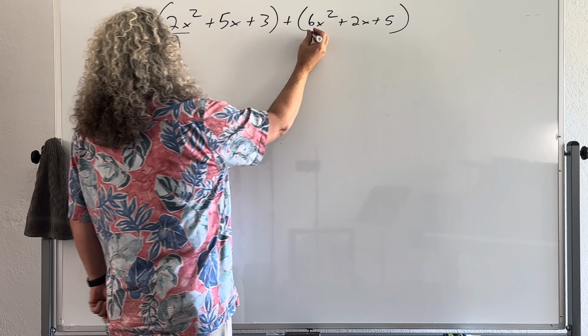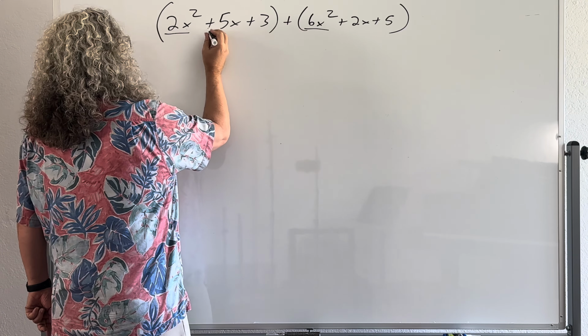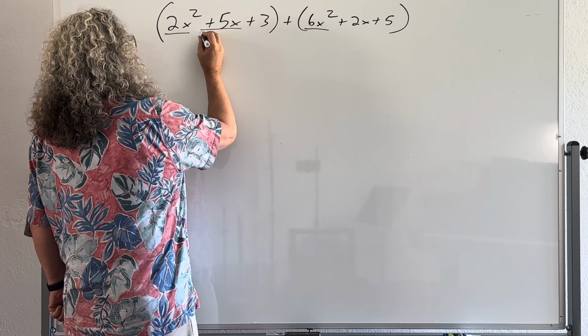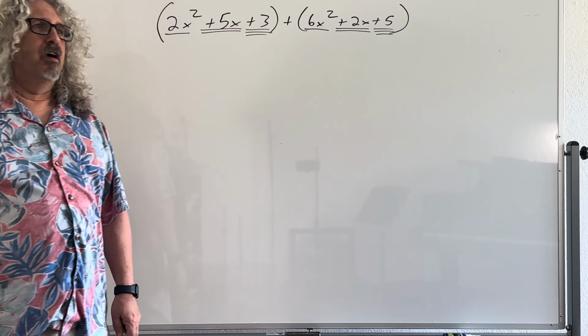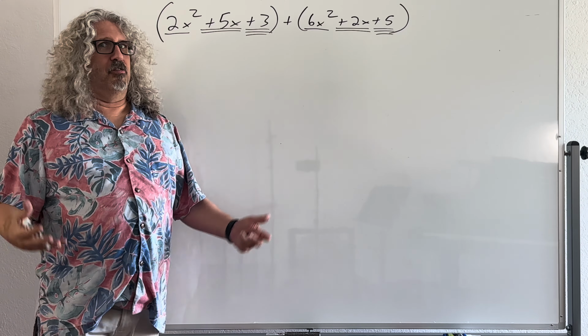So I'm going to go 2x squared and my 6x squared. I see I have a plus 5x and I see I have a plus 2x. And right here I have a plus 3 and a plus 5. I made this first one easy and made them all with plus signs, because honestly, this is a really easy thing to do if you know how to combine like terms. The only thing that's hard is when you have to deal with negative signs, which we'll do in just a moment, okay? So anyways, 2x squared plus 6x squared, I get 8x squared.